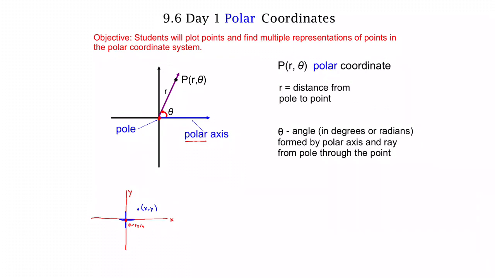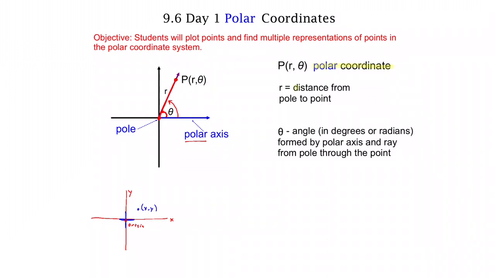And then how we name a point, instead of x, y, you have r comma theta. R represents the distance from the pole to that location or that point. And then theta is the angle that is formed from the polar axis to the ray that is formed in terms of that point or that location. So once again, instead of x, y, we're now going to have r comma theta, and that's called a polar coordinate.